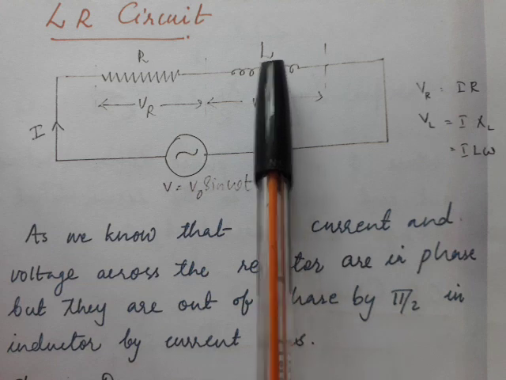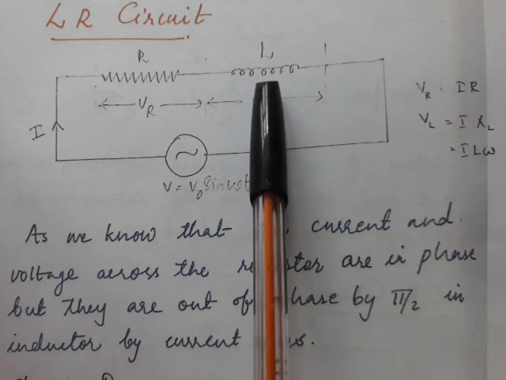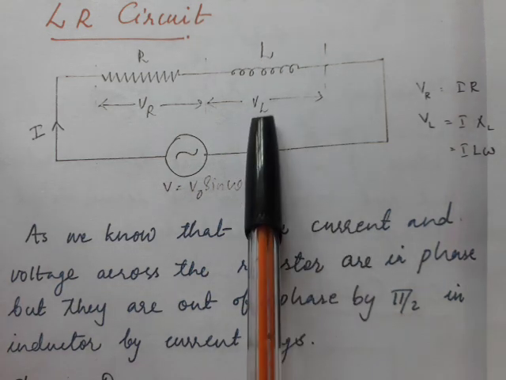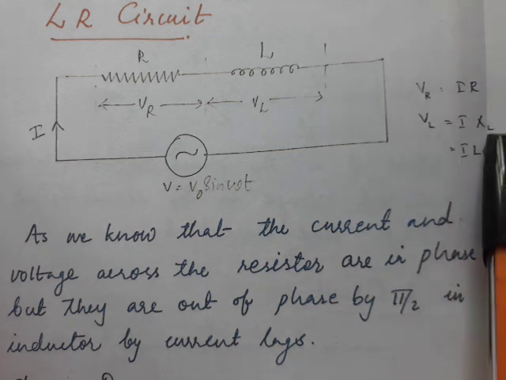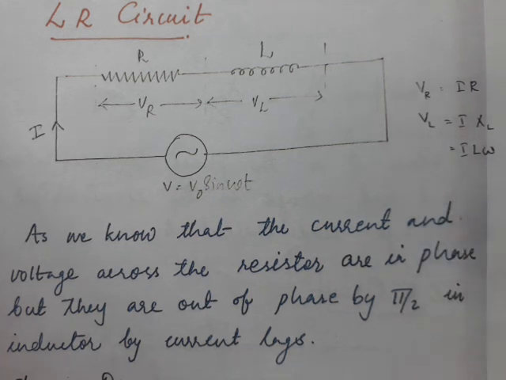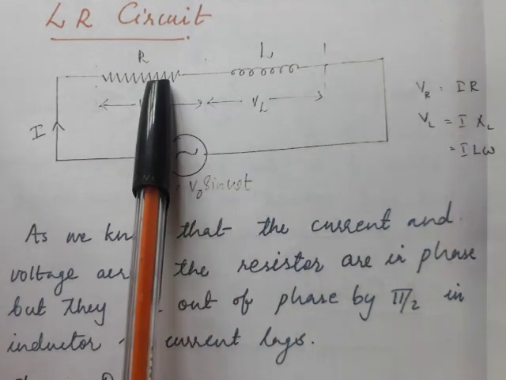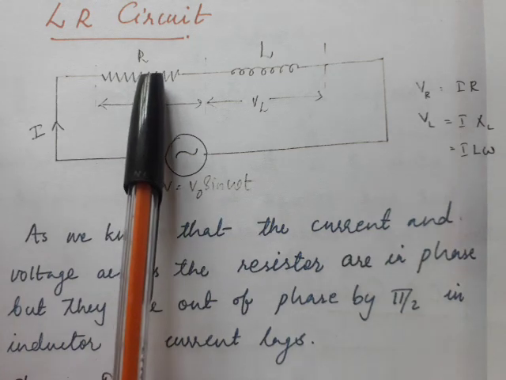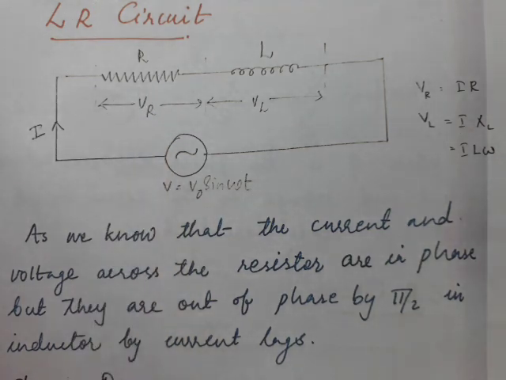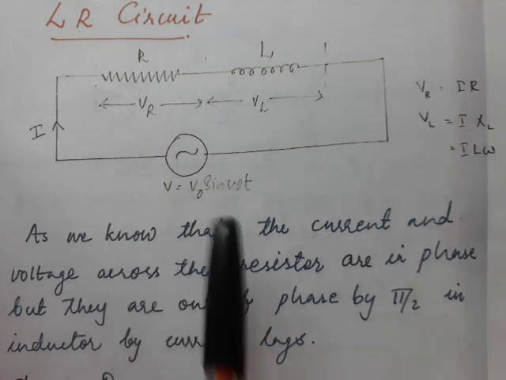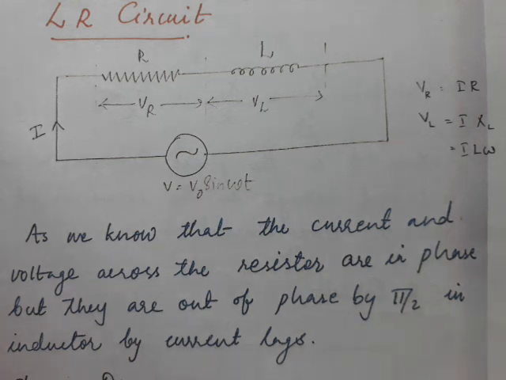Similarly, the voltage across the inductor is VL, which is I into XL, that is I into L omega. Now let us analyze how the current and voltage are related in all these parts. In a resistor, we know that current and voltage are in phase. That means if V equals V0 sin omega t, I is I0 sin omega t. They are in phase, there is no phase difference.